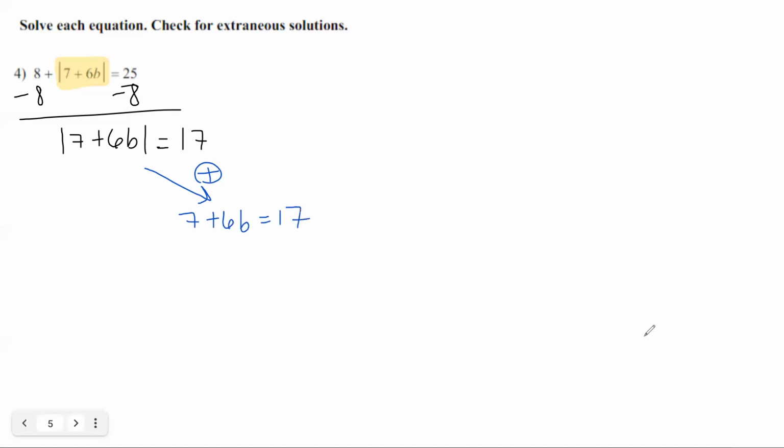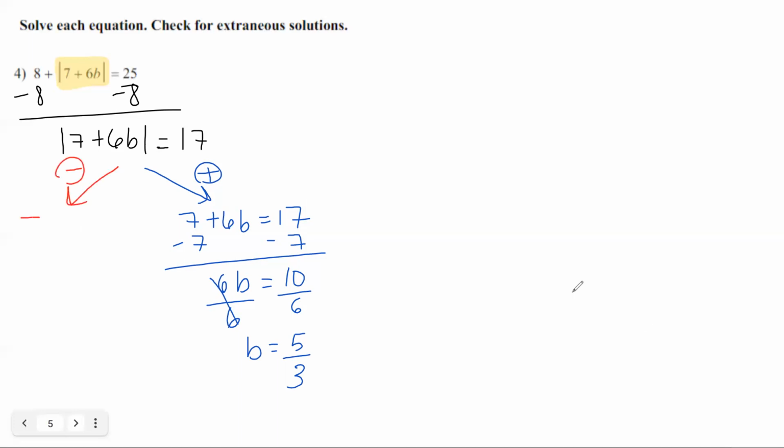7 plus 6b is equal to 17. We want to solve for b here, so let's use SADMEP. Can we add or subtract, multiply or divide? So I have 6b is equal to 10. We're going to divide by 6 to get b alone. We end up with b is equal to 5 over 3 is how we can reduce that fraction. 10 is divisible by 2, gives us 5. 6 is divisible by 2, gives us 3.